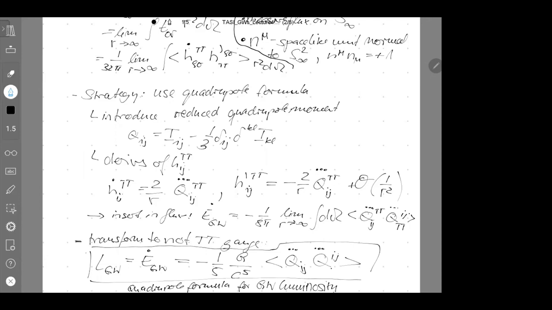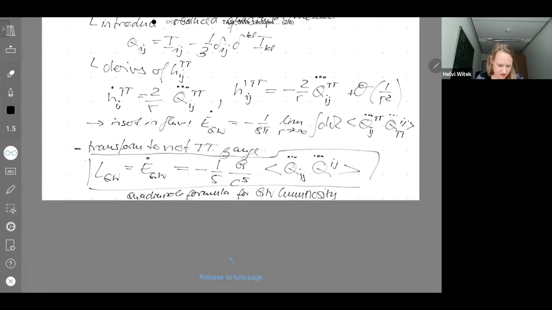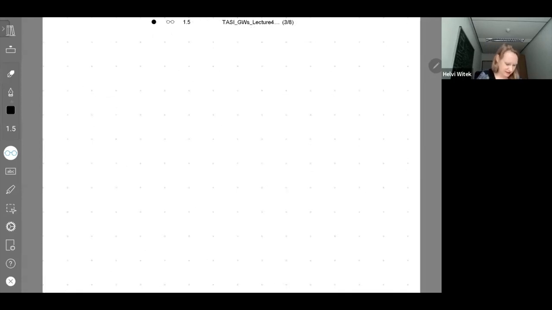Now, let me give you the results for the example of a binary system. The parameters and all the settings will be exactly the same as what we had yesterday. So we will just continue with the examples that we've already looked at and look at what the gravitational wave energy flux looks like. Let me continue on the next slide to do this. So let's look at the example of a binary system.